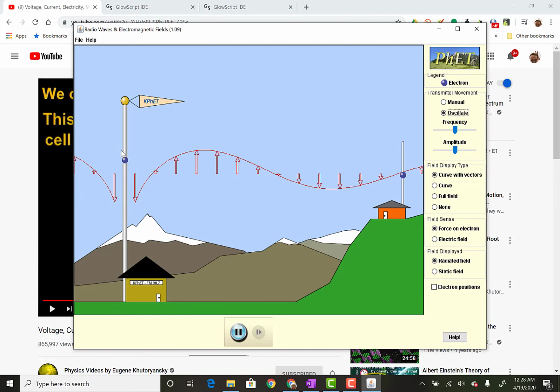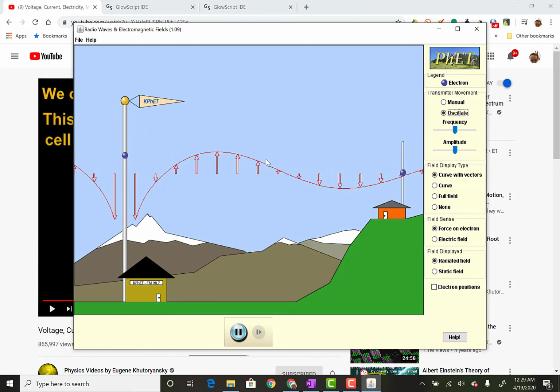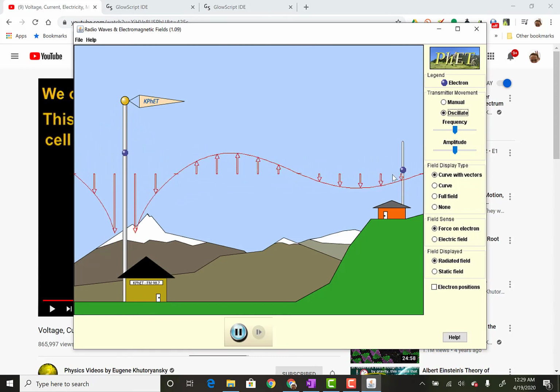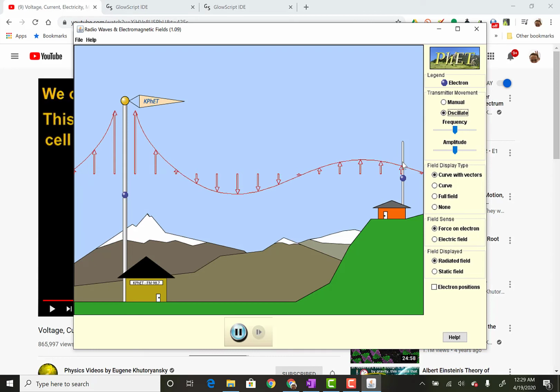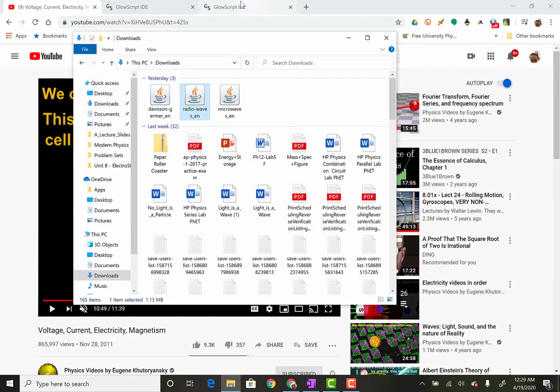So again, this electron is oscillating back and forth, generating an electromagnetic wave. Out it goes, and it is resonating with the electrons in this antenna, and it picks those up, and we're able to detect those. So one last visualization here.